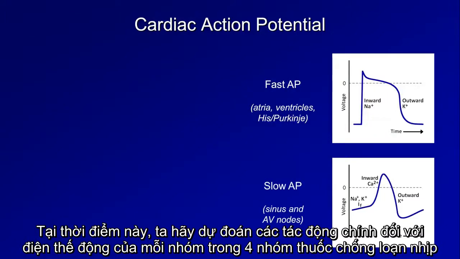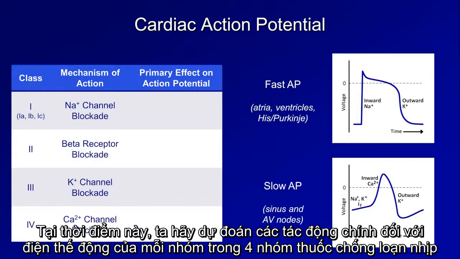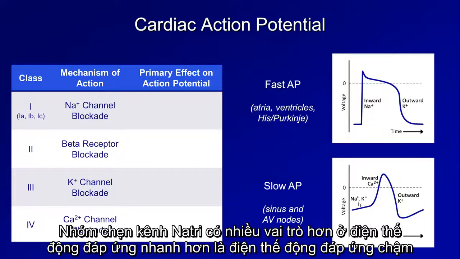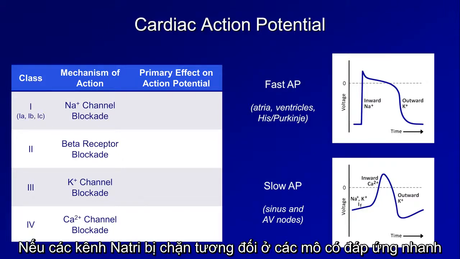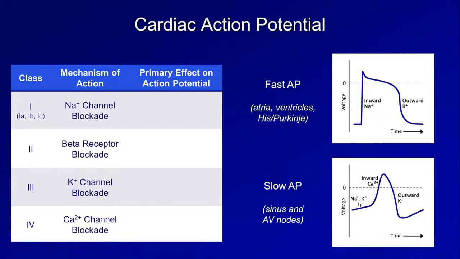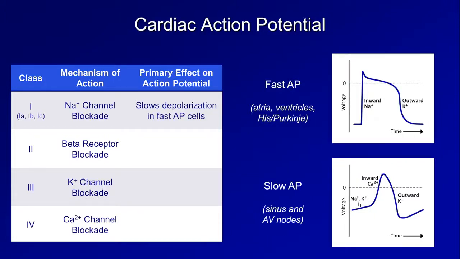So at this point, let's predict what the primary effect will be on the action potential from each of the 4 classes of antiarrhythmics. Class 1 are the sodium channel blockers. Ignoring the funny current, which is not affected by Class 1 antiarrhythmics, sodium channels play a much more prominent role in the fast response action potential than the slow response. If sodium channels are relatively blocked in the tissues exhibiting the fast response, you can imagine that depolarization in those cells will be slowed. In other words, the upward slope of the action potential will be less steep.